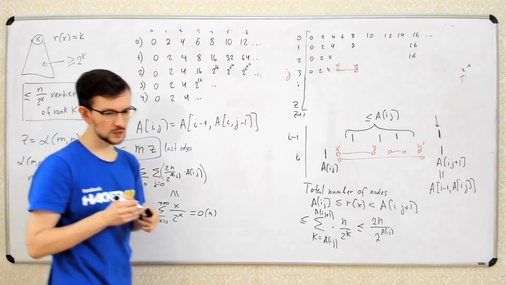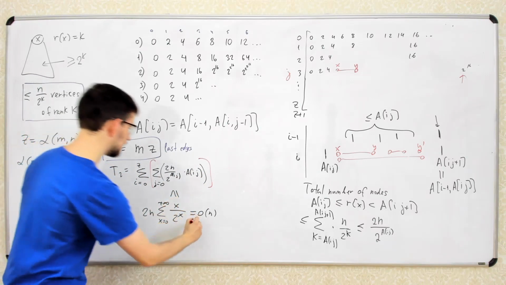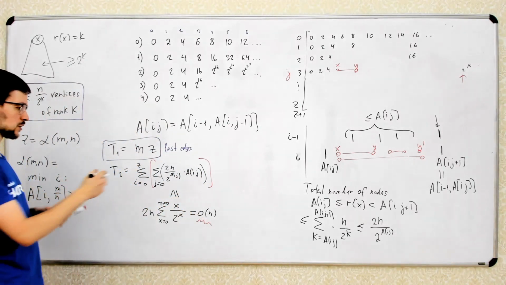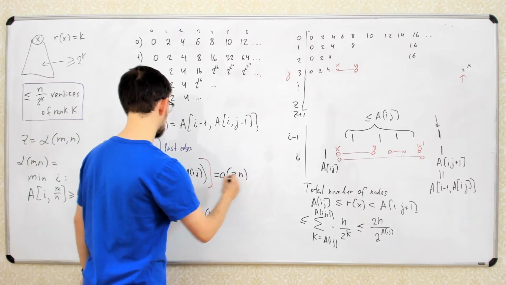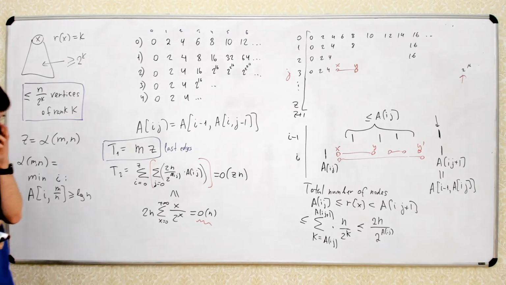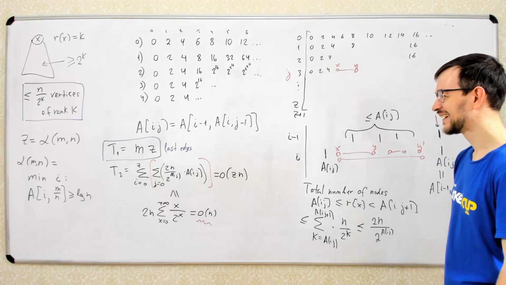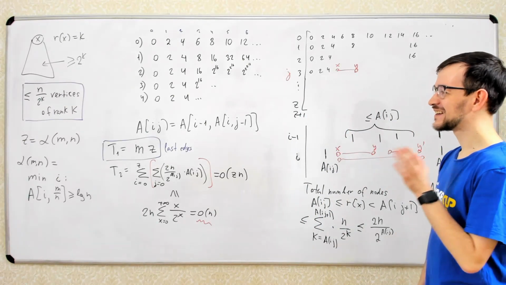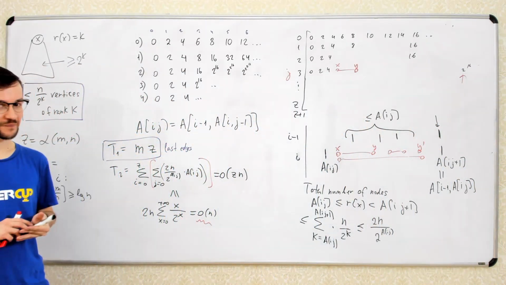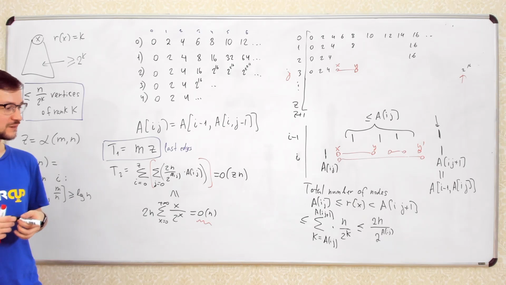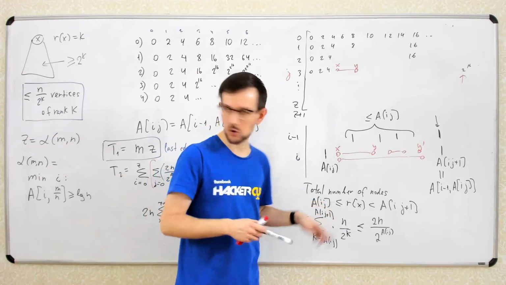So each sum like this is actually linear. So the time will be big O of n. Okay, this may look like some magic. It's actually pretty easy. Well, if you think about it, it all happens because of this.